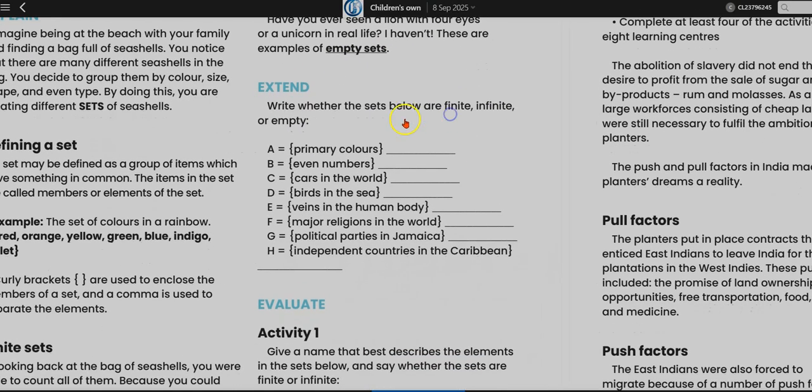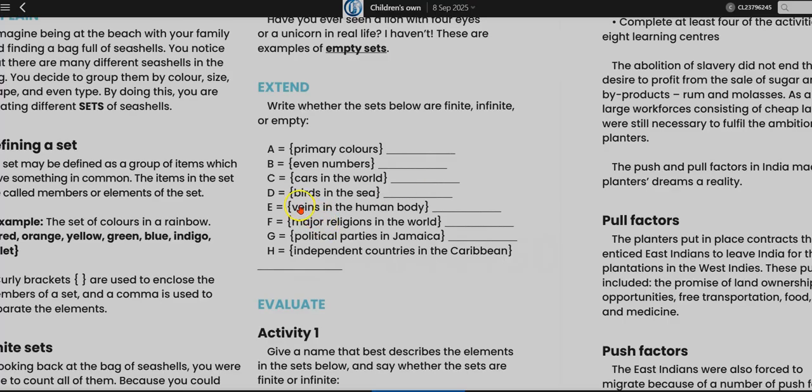Let's extend. Write whether the sets below are finite or infinite or empty. Primary colors, finite. Even numbers, this can go on forever. So infinite. Cars in the world, I would say finite. Does it really make sense counting them? Not so sure, but for now I'd say finite, because we could look at number of cars sold, and maybe we could come up with a figure.